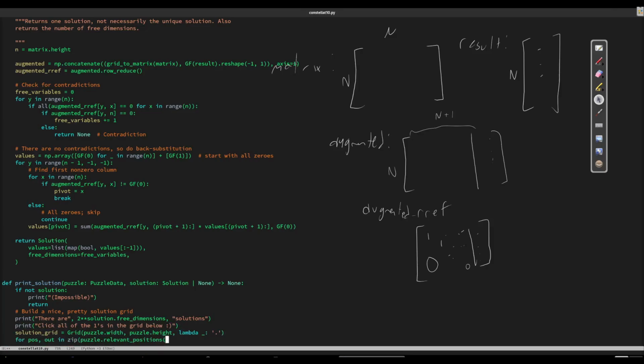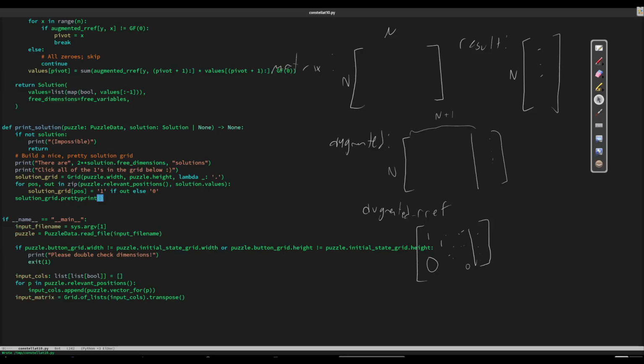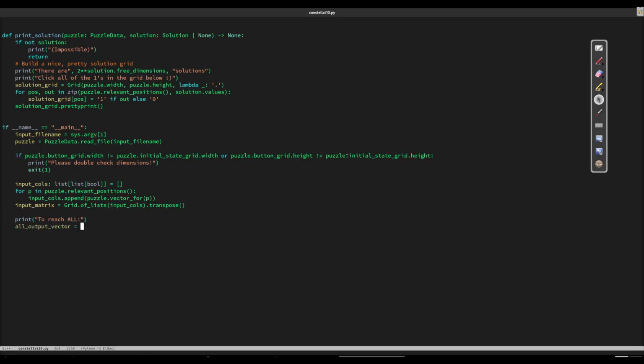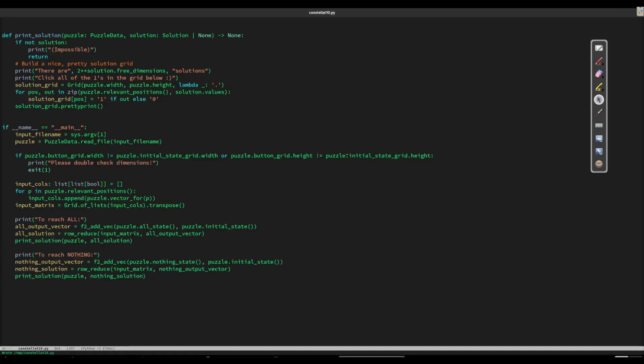And at last, we put it all together. We have our input matrix. First, we try to reach a state where all of the lights are on. To do this, we subtract the desired state, with all ones, from the initial state, keeping in mind that subtraction and addition are the same because I said so. Then we row reduce to get to the output state, and pretty print the result. Do the same thing for the nothing state of all zeros, and that's it.